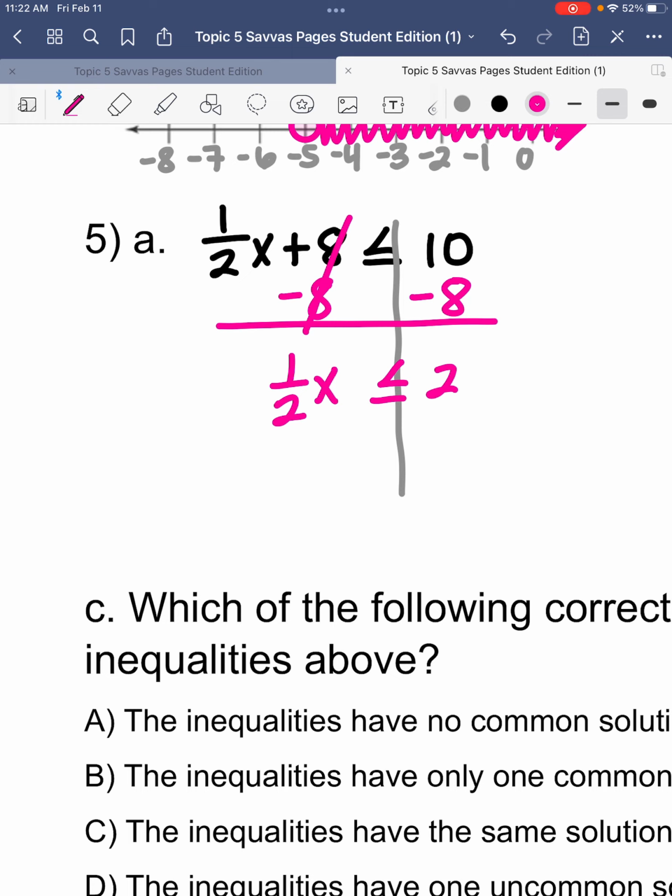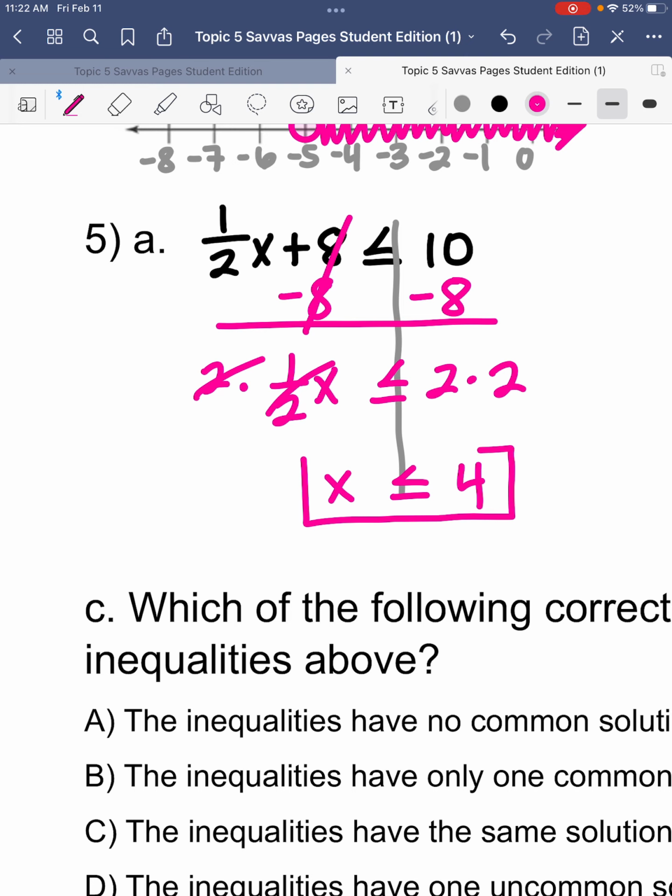Now, how can I get that x by itself? Well, I can multiply by the reciprocal. What is the reciprocal of 1/2? It's 2 over 1, or just 2. So I'm multiplying by 2 on both sides. Now I'm multiplying by a positive number. Does my symbol change? No, it's going to stay the same, less than or equal to. On the side with the x, everything cancels out. X is by itself. On the other side, 2 times 2 is 4. So x is less than or equal to 4.